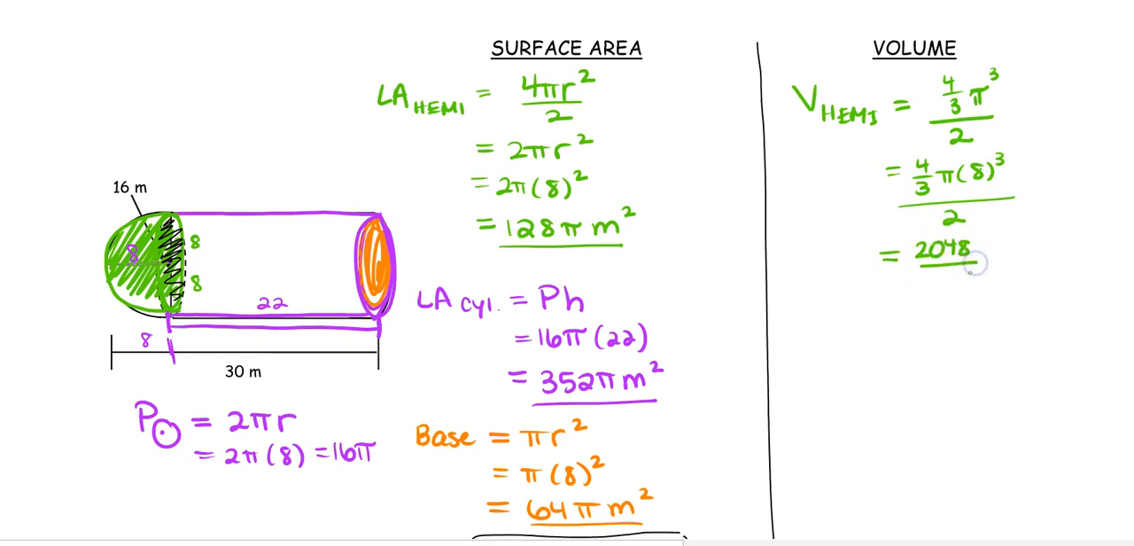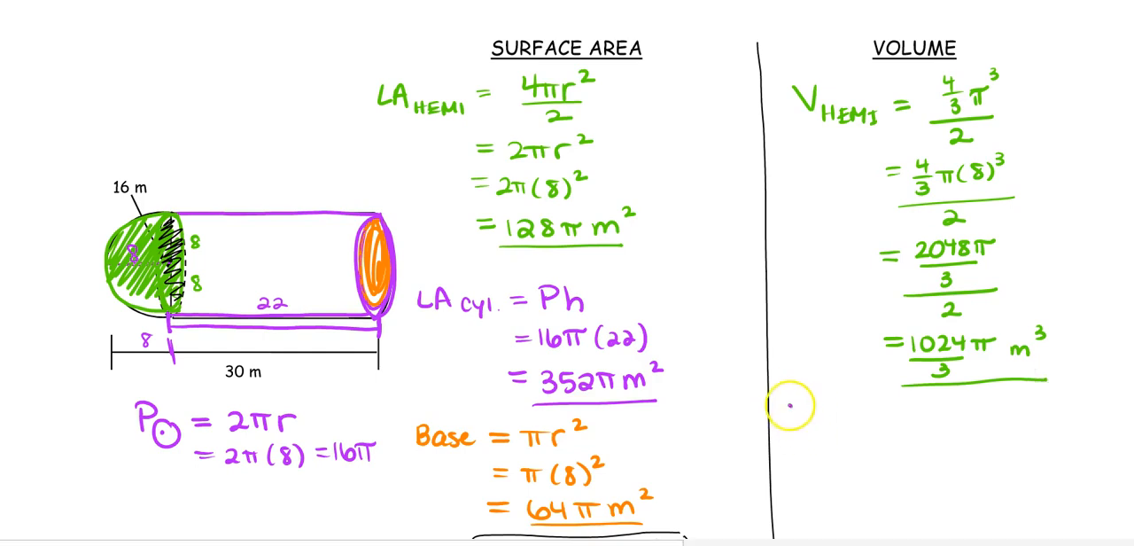2,048 thirds. And we don't put the pi in our calculator. We then divide that by 2. If I take that and divide that by 2, not with the pi, I get 1,024 pi over 3. And that's our volume, meters cubed, of our hemisphere.